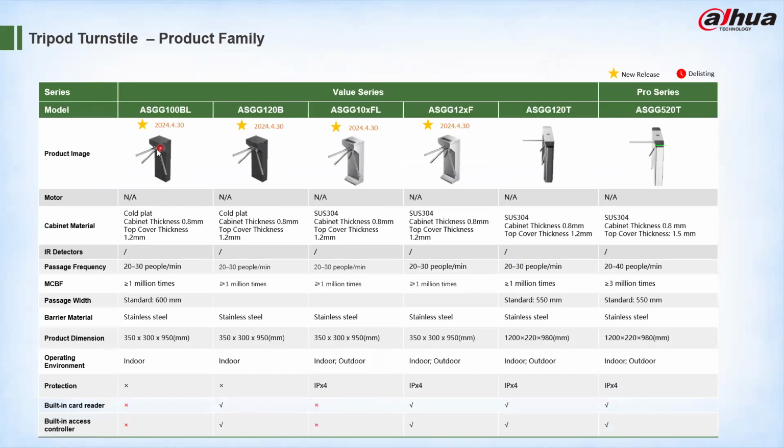For the turnstiles, this is how they look like. So in this, for you to pass, it has to rotate. For you to pass, it has to rotate for you to get to the other end.